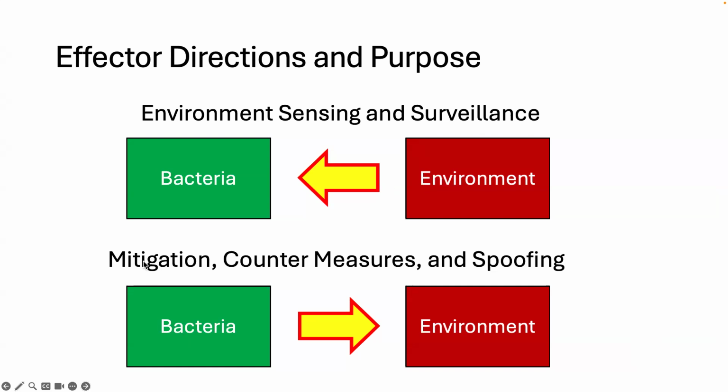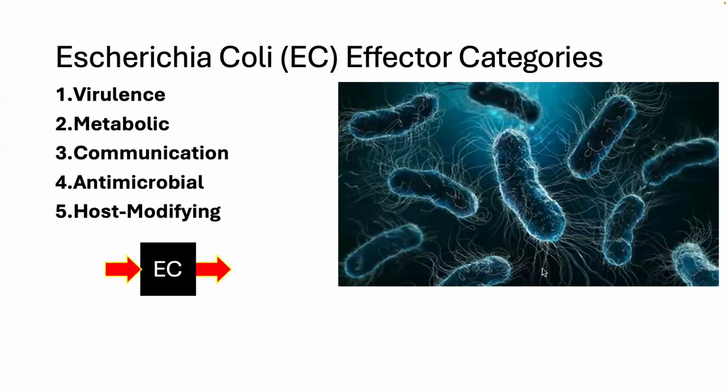But there's also situations where it goes in the other direction, where the bacteria is trying to adapt the environment. So it could be mitigation, countermeasures, and spoofing. And so once again, these are engineering terms that I'm using just to give a perspective of what you can see in these various types of bacteria and what the chemoreceptors and other parts of the bacteria are involved with.